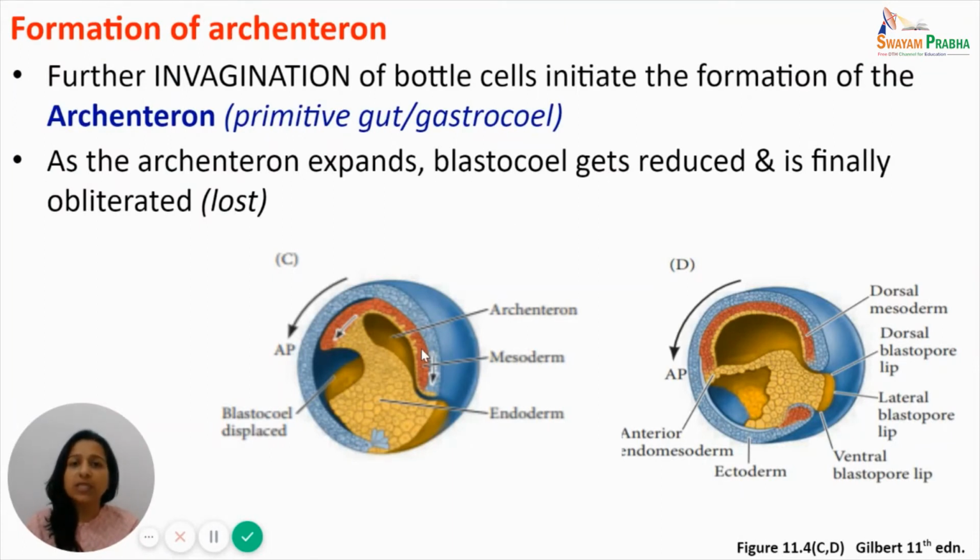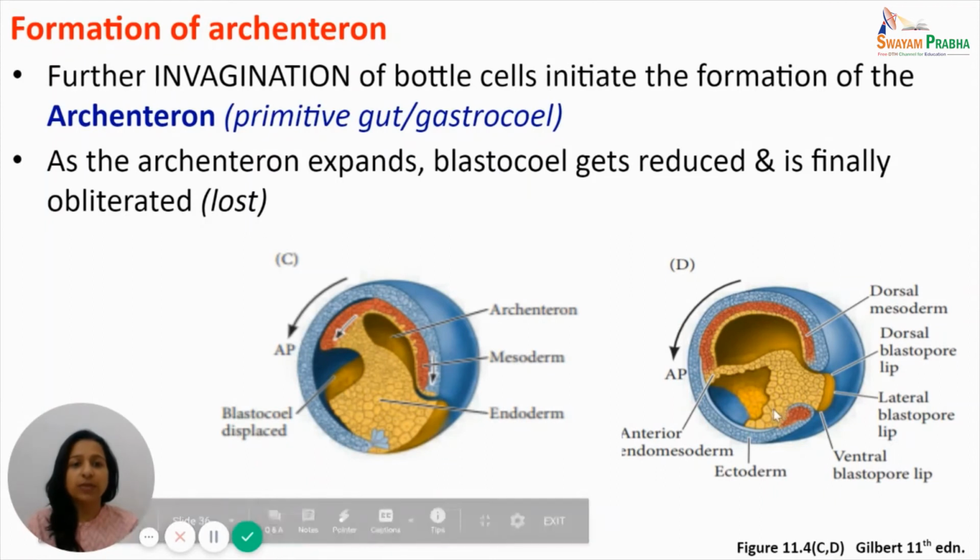As the bottle cells undergo more and more invagination, they lead to the formation of this archenteron, which is the primitive gut or gastrocoele. It forms another cavity in the embryo. As the archenteron expands on one side, the blastocoele is gradually decreasing and is being displaced to the ventral side of the embryo. As it is being displaced, it gradually shortens in size. Finally, it is obliterated or lost from the gastrula.